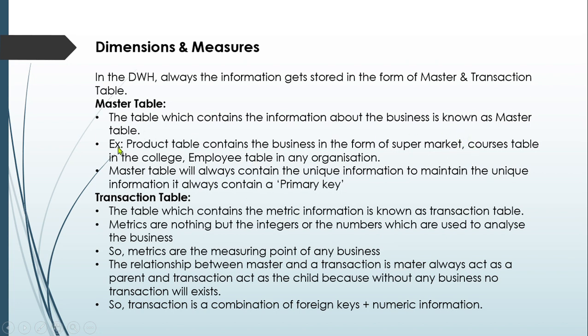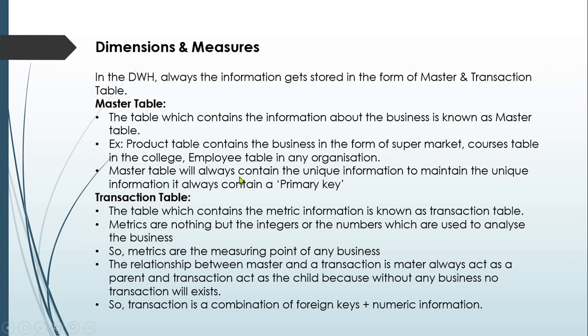For example, in a product table, what are the columns usually available? Product category, product subcategory, and segment we have, right? It is simple actually. Master table is nothing but dimension table. Remember that. Okay. Business in the form of supermarket. We have a course table in the college, an employee table in the organization.